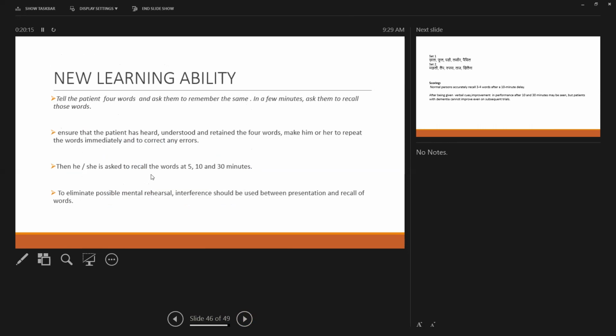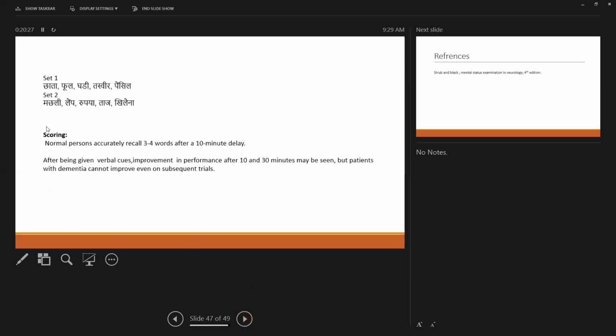Then he or she is asked to recall the words after 5 minutes, 10 minutes, and 30 minutes. To eliminate any possible mental rehearsal, interference should be used between presentation and recall of the words. Normally, we can give 4 words like chhata, phool, ghadi, tasveer, or fish, lamp, rupee, cards.